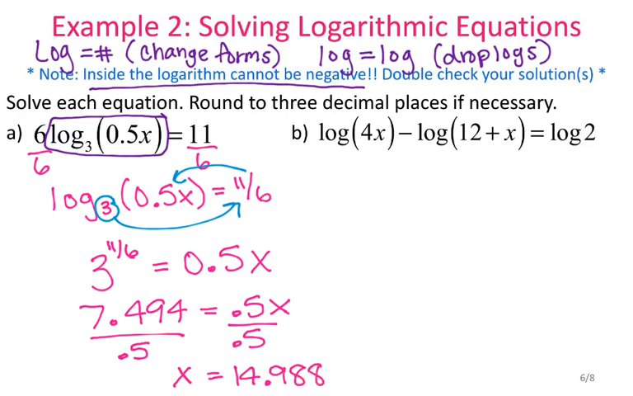Now, before I box that as my answer, I'm going to go back to my note where it says that inside the logarithm cannot be negative. So I'm going to look at my expression inside the logarithm, that 0.5x, and that can never be negative. So my x is about 14.988. I'm just going to think about it as 15 because that's easier to do mathematically. If I take half of 15, that gives me 7.5. Well, 7.5 is positive, so that means this works as a solution.